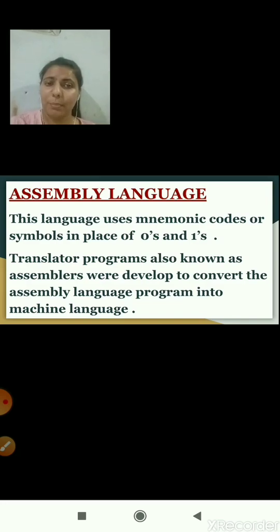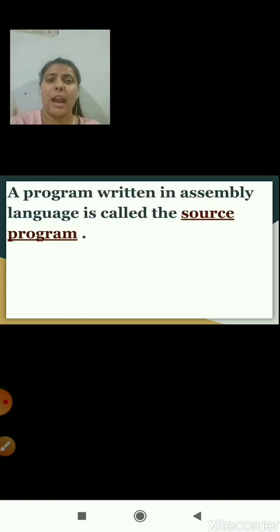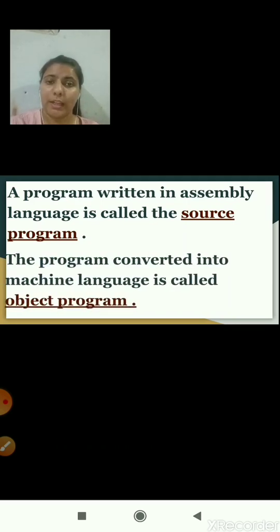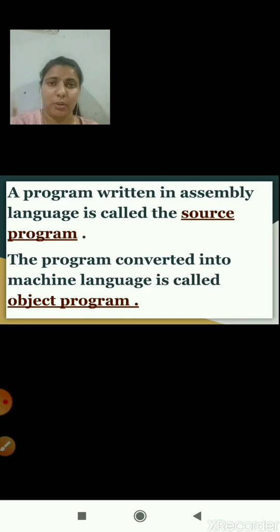So, translator programs, also known as assemblers, were developed to convert the assembly language program into machine language. The programs written in assembly language are converted by the assemblers into machine language. A program written in assembly language is called the source program, and when it is converted into machine language, it is known as the object program.